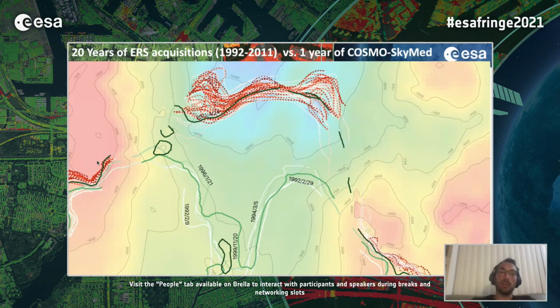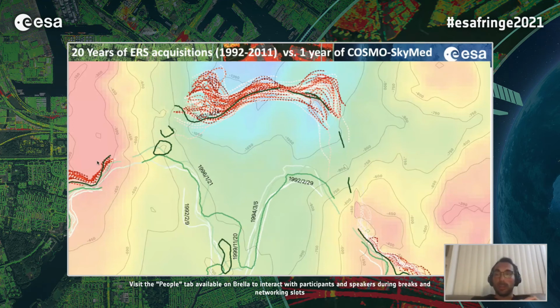You can see that the difference is stunning, just because you're looking at a newer sensor with higher resolution. But the idea is that now we can map the grounding line and the grounding zone with the dashed line. What do we do with this data?